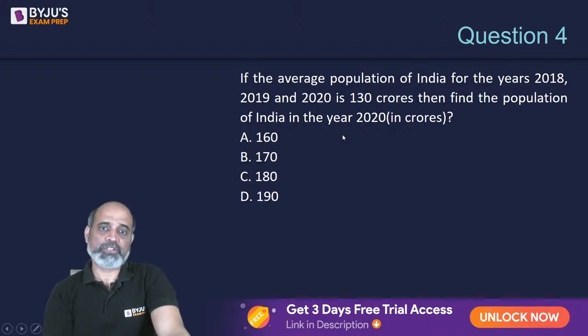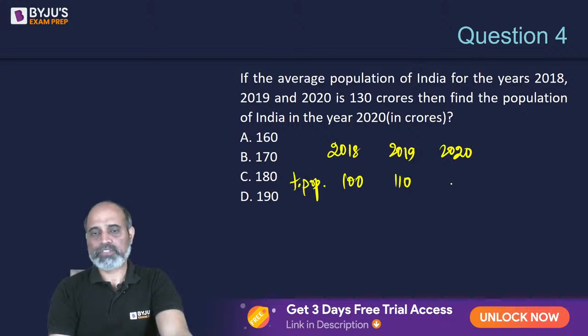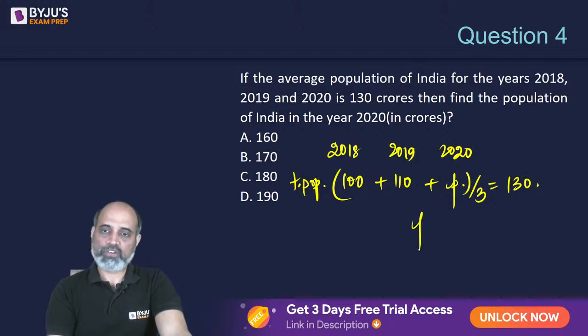Okay. Next one. If the average population of India for the year 2018, 19 and 20 is 130 crores, then find the population of India in the year 2020 in crores. So same 2018, 2019 and 2020. If we talk about the total population, it was 100 crores, then it was 110 crores. In 2020, we do not know the population. As per the question, the average in these 3 years is overall 130 crores. So if we solve this, this is going to be 130 plus 30, 160, 160 plus 20, 180 crores.